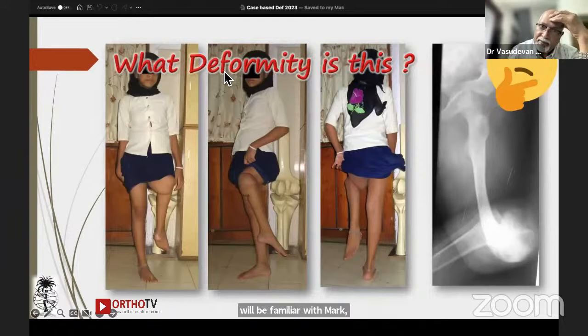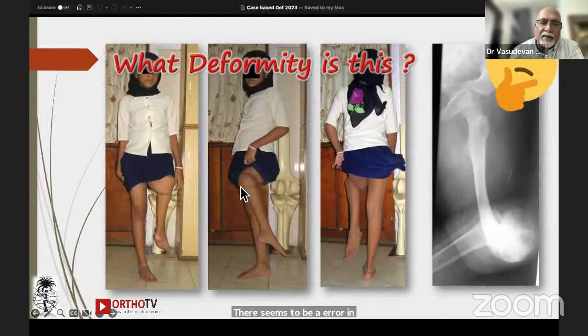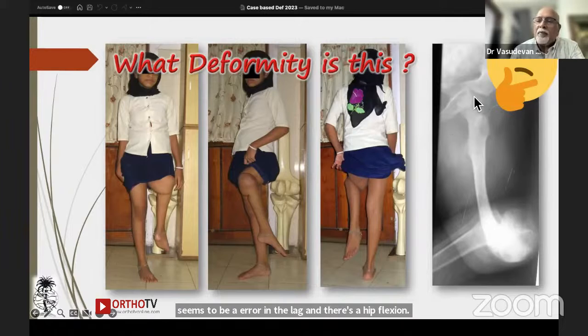Now look at this girl. Can anyone say what deformity this is? Here the heel is looking forward, anteriorly. The foot is backward. There seems to be a rotation in the leg, and there's a hip flexion contracture. Some sort of very complicated one. And this was the X-ray I got.